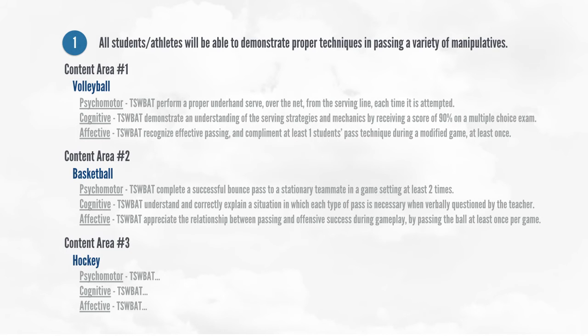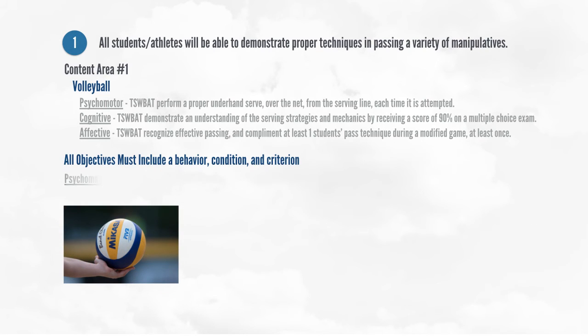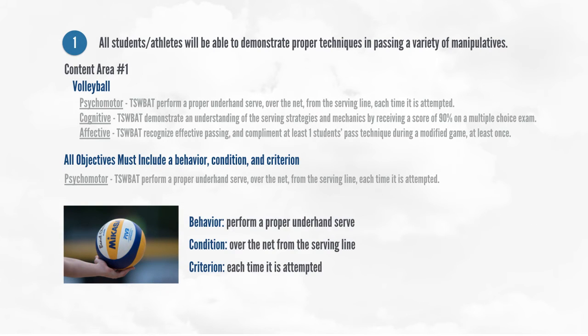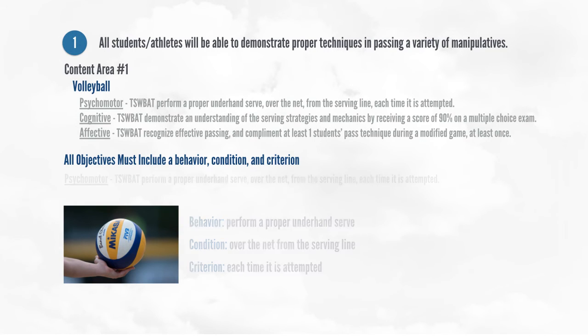We would then identify the necessary components of our objectives. Looking at the psychomotor objective statement, we can see that the behavior is performing a proper underhand serve. The condition is over the net from the serving line. And the criterion is each time it's attempted. So what we want to see is that every time a student attempts to serve the ball, they have to do it from behind the serving line. It has to go over the net, and we're expecting this to be done each time the student serves the ball.